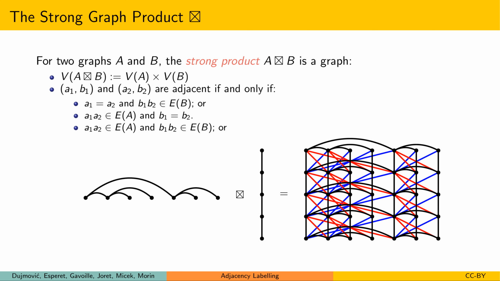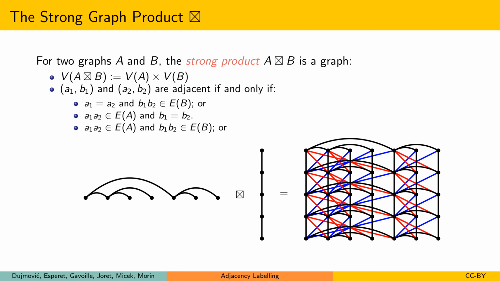This figure illustrates the strong graph product of a tree and a path. The product of two graphs A and B is the graph whose vertex set is the Cartesian product of the vertex sets of A and B. A vertex (A1, B1) is adjacent to a vertex (A2, B2) if one of the following 3 conditions are satisfied. A1 equals A2, and B1 and B2 are adjacent in B. These are vertical edges in the illustration that join 2 vertices in the same column. A1 and A2 are adjacent in A, and B1 equals B2. These are horizontal edges in the illustration that join 2 vertices in the same row.